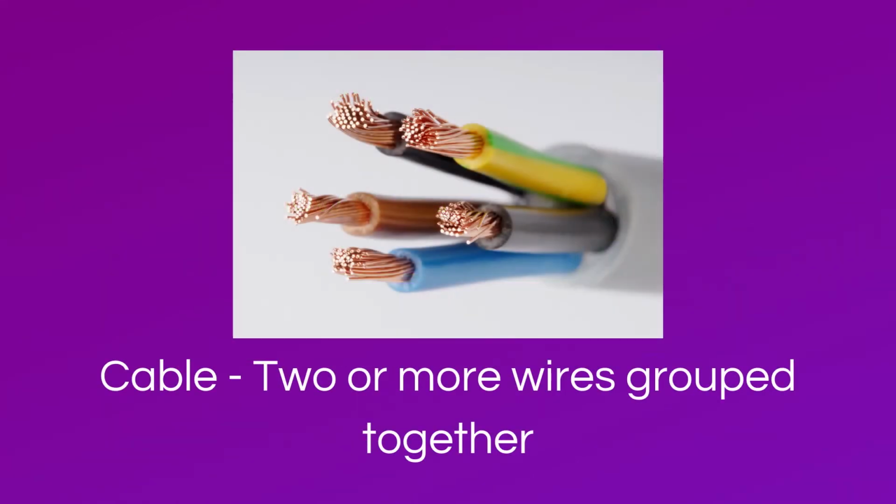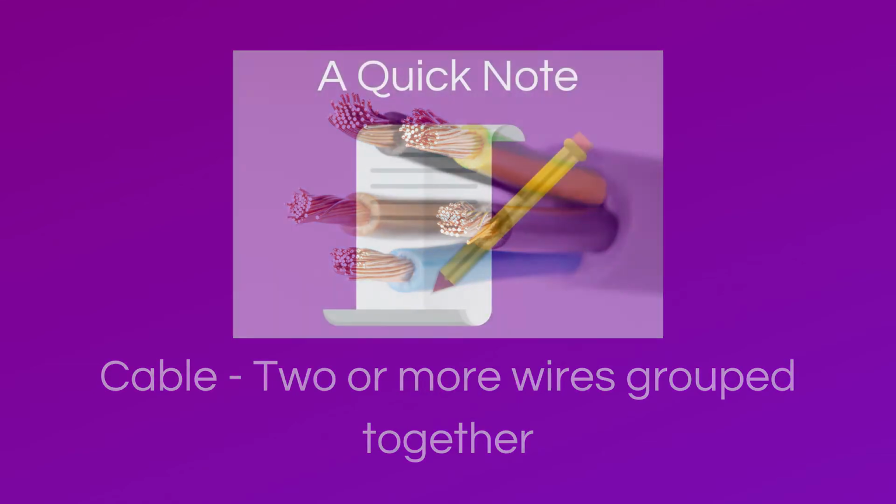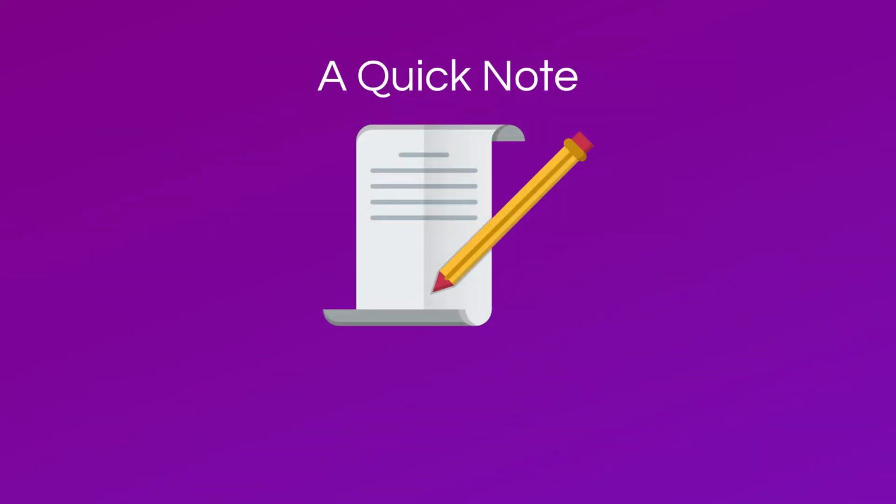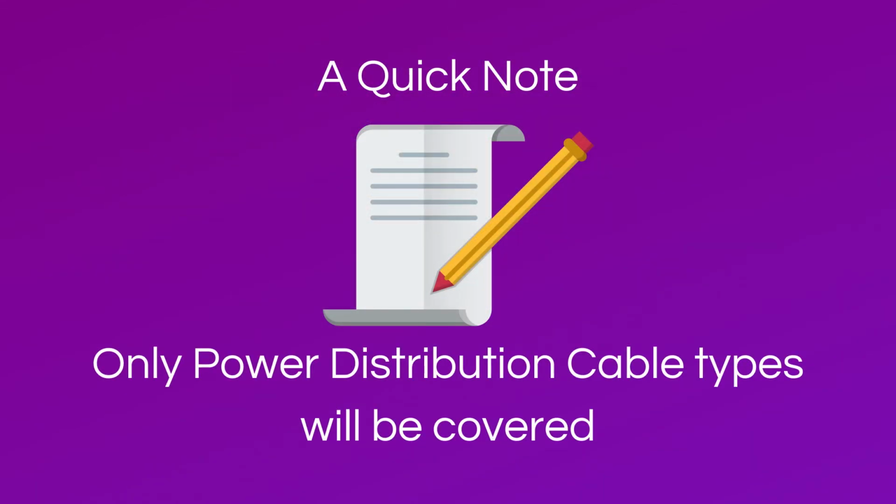For many purposes, it is desirable to have 2 or more wires grouped together in the form of a cable. Now onto a quick note. This video will discuss common cable types used in power distribution. Cables used in electrical communication, such as coaxial or fiber optic cables, will be discussed in a future video.